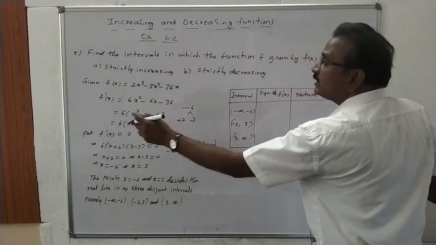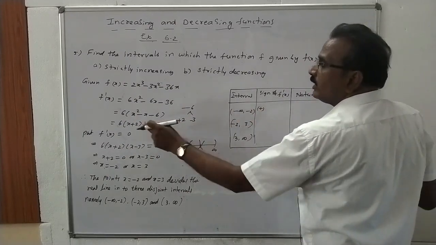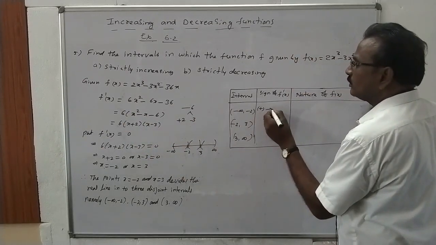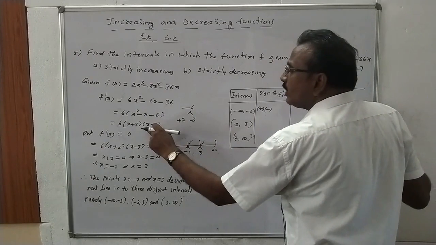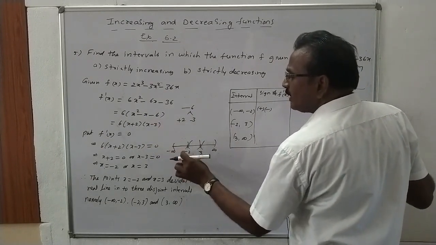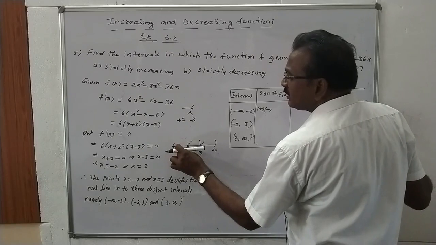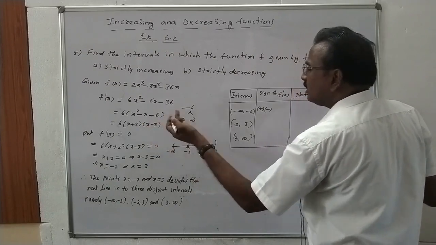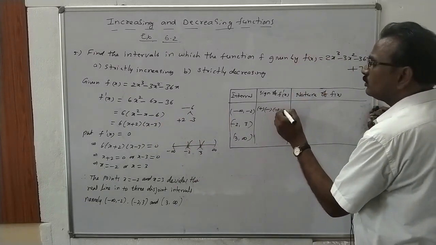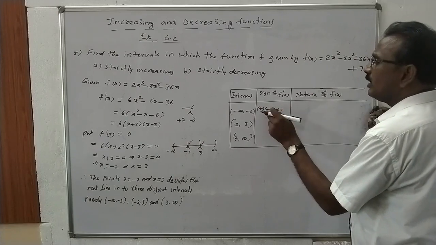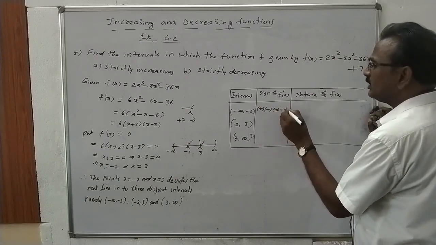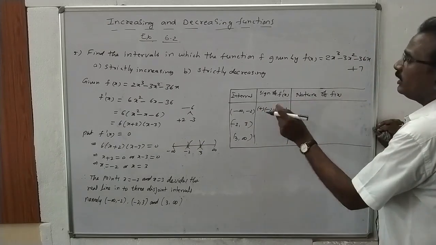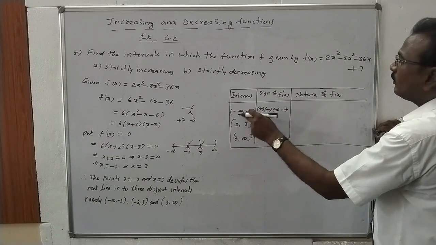f dash x, the first factor 6 is positive; x plus 2, suppose x is equal to minus 3, minus 3 plus 2 is negative; the second factor is negative, and the third factor, x minus 3, for any number between minus infinity and minus 2, like minus 3, minus 4 or minus 5, is always negative. So plus into minus is minus, minus into minus is plus. This is positive. Therefore f dash x is positive in this interval.